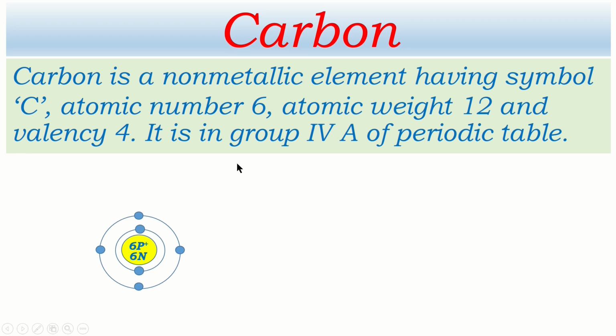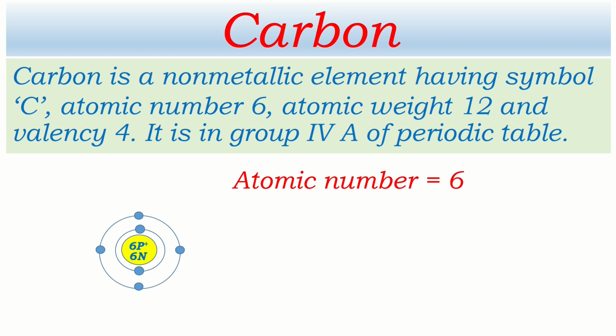Atomic number is 6. Why is atomic number 6? Because the atomic number of an element is the number of protons contained in the nucleus of one atom of that element. Since it contains 6 protons in the nucleus of its atom, we can say atomic number 6.